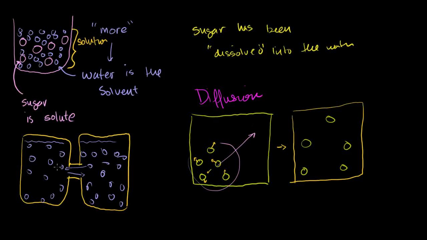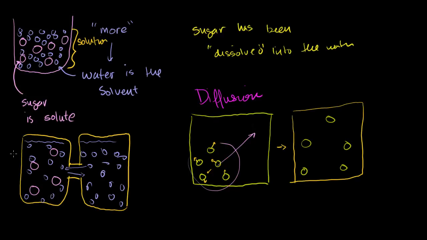Now let's put some solute in it. Let's dissolve some solute in it, and let's say we do all the dissolving on the left-hand side. So we put some sugar molecules on the left-hand side. And these are small enough to fit through this little pipe. That's one assumption that I'm making. So what's going to happen?